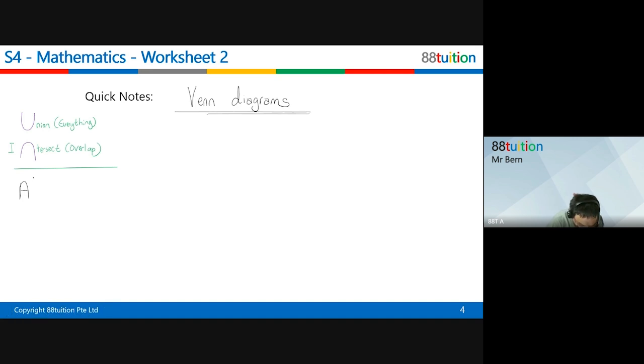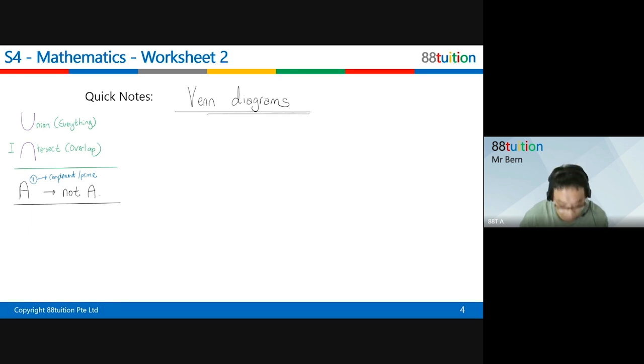This one on top, some people call it complement. Some call it a prime, so we call it A prime. For me, I will just call this not A. Okay, so you'll be using a lot of all these things for this Venn diagram.